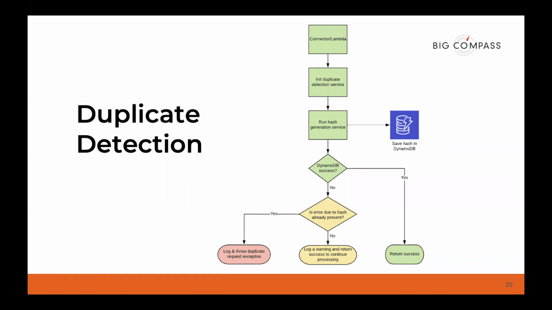And what Dynamo has built in that's really, really nice is that if you save that out to Dynamo and you get a success, you know that it's not a duplicate. Because what Dynamo has built in is that you can configure a filter when you're saving to Dynamo, and you can say, did I get an error due to the hash already being present in Dynamo? And if I did, then I know I got a duplicate.